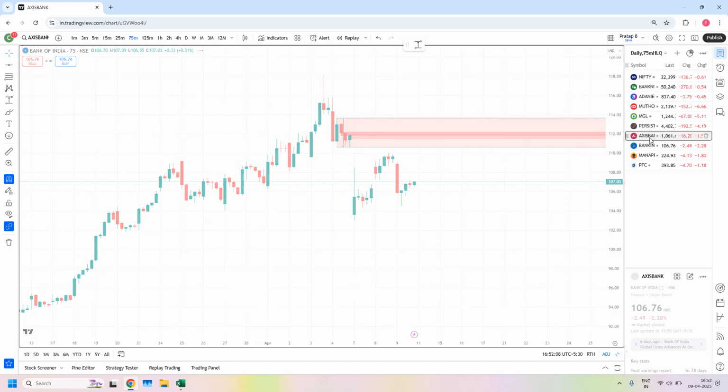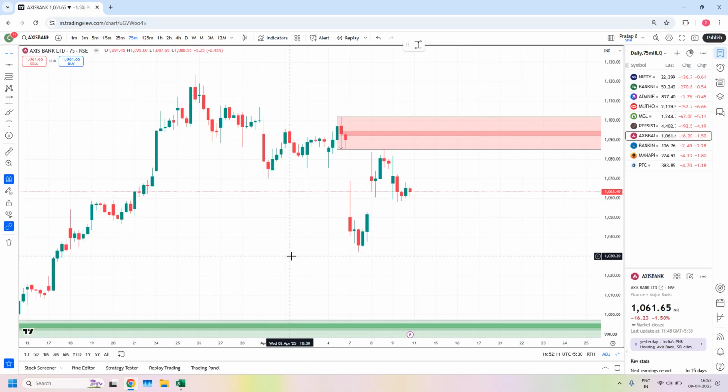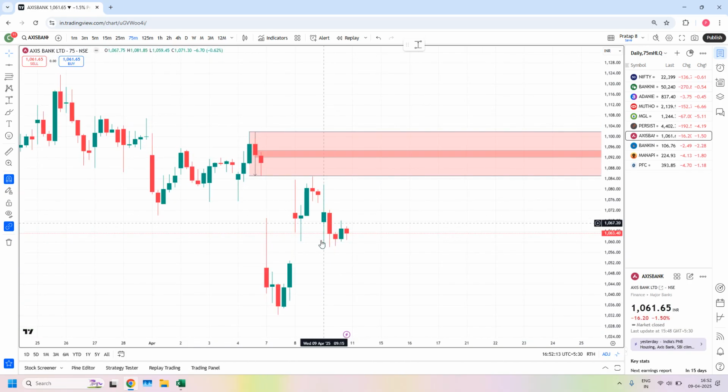Next one is Axis Bank. This is also a 75 minute high liquidity supply zone. See, all the 5 candles are here. Price did not enter. But here the price structure, I am not happy. I am thinking this zone will be violated. Only a 15 minute zone I have drawn.